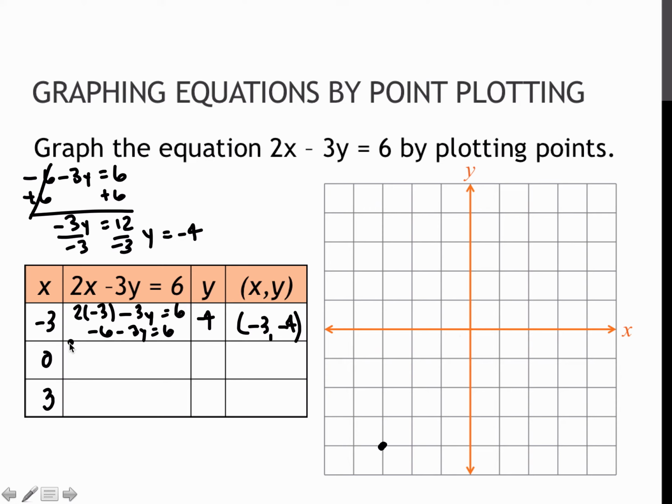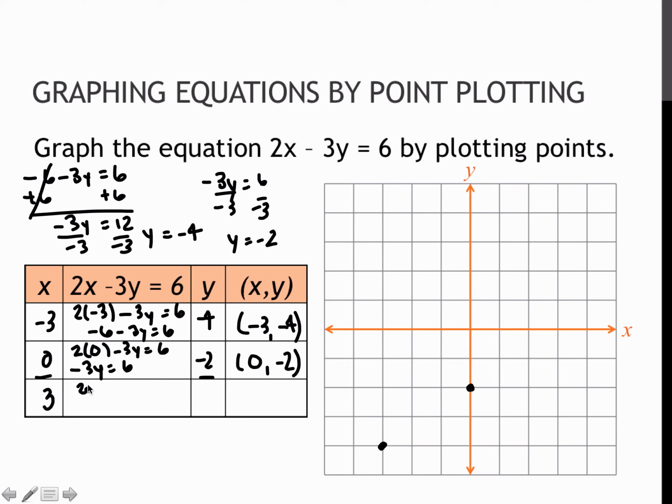And now I'm going to plug in 0. This one should be a little bit easier. 2 times 0 minus 3y equals 6. 2 times 0 is 0. So basically I have negative 3y equals 6. Again, I can go out of my table. I would have to divide by negative 3 to get y is negative 2. And 0, comma, negative 2, the 0 from here, the negative 2 from here. So 0, comma, negative 2.